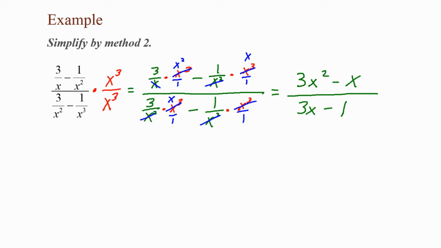Now looking at my numerator, I have 3x squared minus x, which means I can factor out an x. That leaves 3x minus 1 over 3x minus 1. The 3x minus 1's can cancel, so my final answer is x.